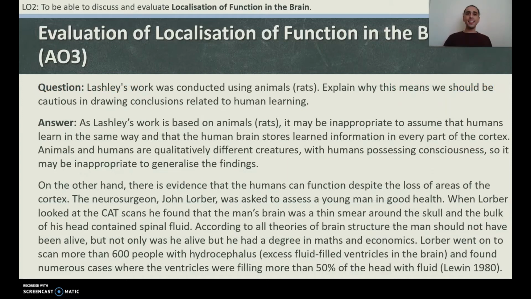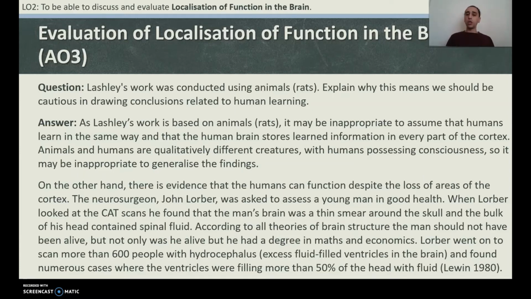Answer. As Lashley's work is based on animals, specifically rats, it may be inappropriate to assume that humans learn in the same way and that the human brain stores learned information in every part of the cortex. Animals and humans are qualitatively different creatures, with humans possessing consciousness, so it may be inappropriate to generalize the findings. Right? It's a really good point. You use this in your essays, right?